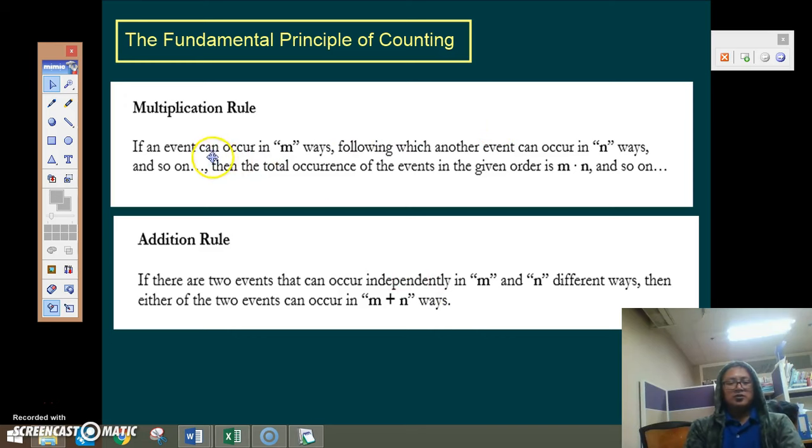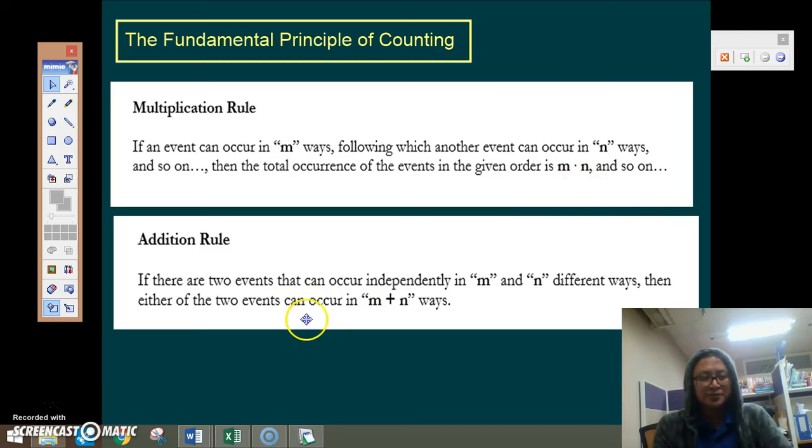The multiplication rule is simply used when you have two successive events. If one event can occur in m ways, followed by another event which can occur in n ways, and so on, there can be two or more. The total occurrence of those events will be simply multiplying m and n and so on.